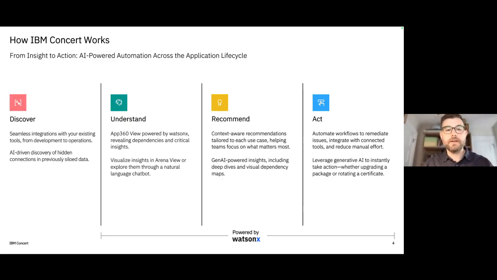In the first step there, you've got discover. Concert integrates with your environment, meeting your teammates where they work, and it automatically pulls in relevant data, eliminating manual data stitching. Next, we look at understand. Our App 360, which is powered by watsonx, uses AI-driven insight and Concert is able to map dependencies, identify resilience risks, and uncover optimization opportunities.